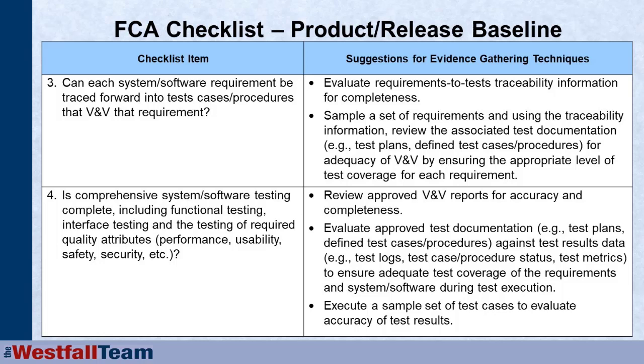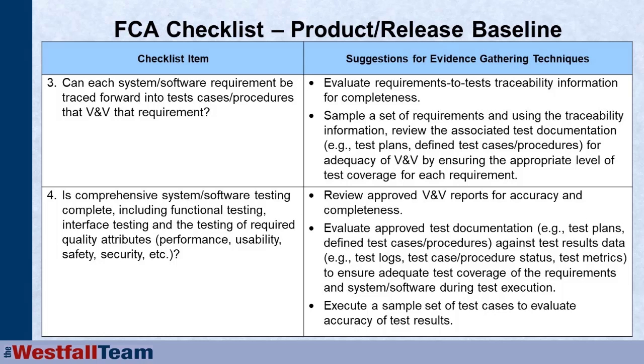Now, at just the end, at the product and release baseline or the production baseline, we also want to be looking to make sure that each system or software requirement traces forward into the test cases that verified and validated it. So these would be the system test cases and or the user acceptance test cases, where we're going to evaluate the requirements to test traceability, and we're also going to sample a set of requirements and, using the traceability information, review the associated test documentation.